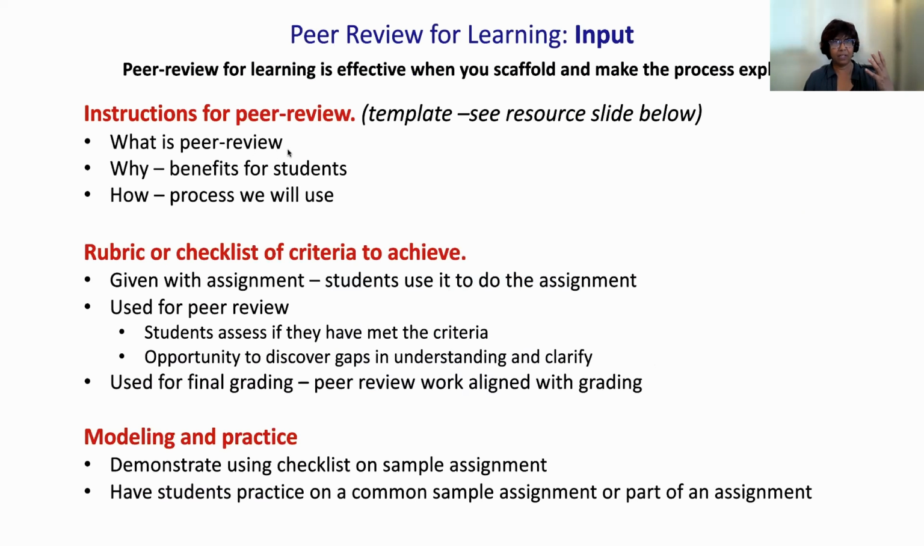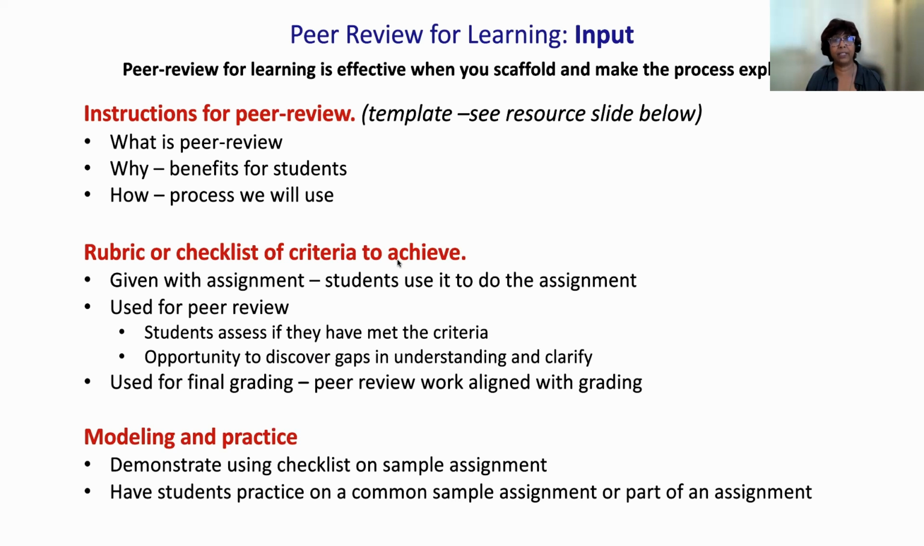You want to tell in the instructions for peer review, and you can use the template we provide, but essentially it is telling students what it is. Remember, they probably haven't done it or have a different conception of it. Why we do it, how it's going to help them, and how we will do it in this assignment, in this class. So you have to really spell that out, right? Then you can replicate this for further peer reviews.